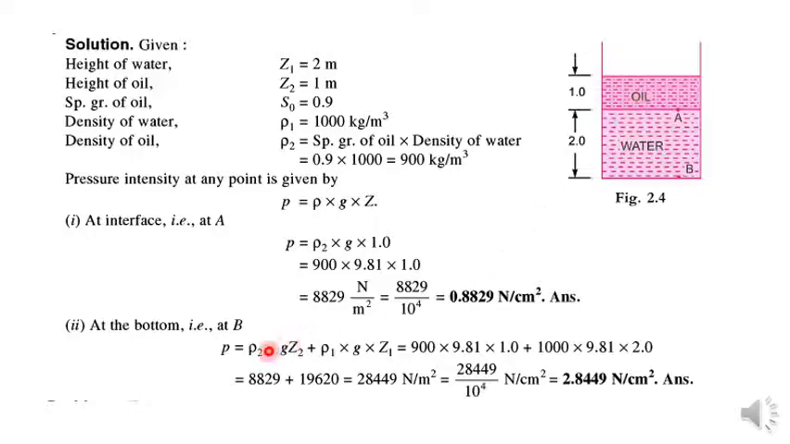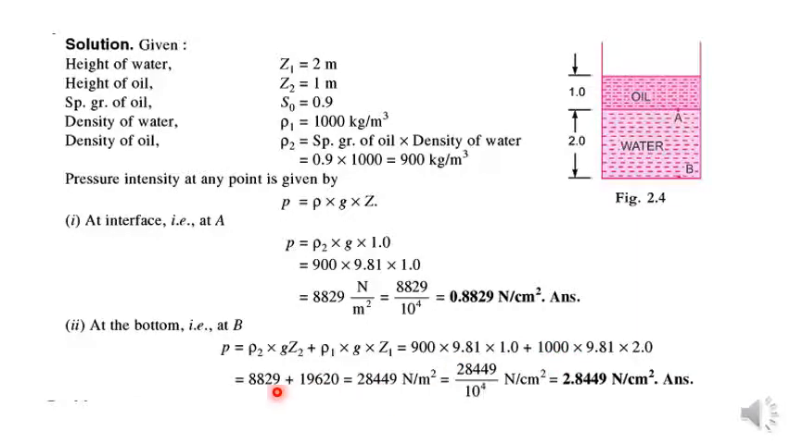So at the bottom, your total intensity will be rho 2 into g z 2, the hydrostatic pressure due to the oil, and you add the hydrostatic pressure due to the water. Both of these liquids are added at the bottom. The first you have determined earlier, and for the second you input the corresponding pressure head and the density for the water. So correspondingly you get the answer.